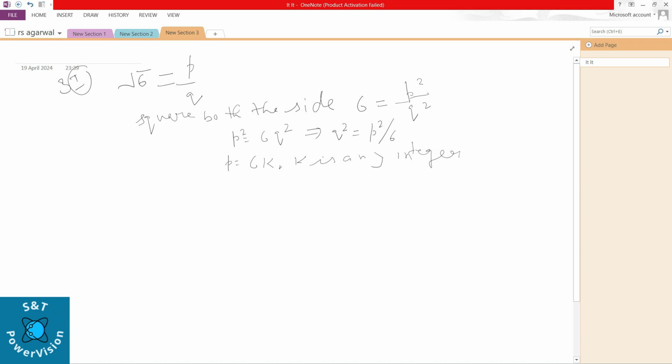So P is equal to 6K. If we square both sides, it will be 36K square. So P square is equal to 6Q square. From here, we take 6Q square is equal to 36K square. Divide both sides by 6, and it will come to Q square is equal to 6K square.